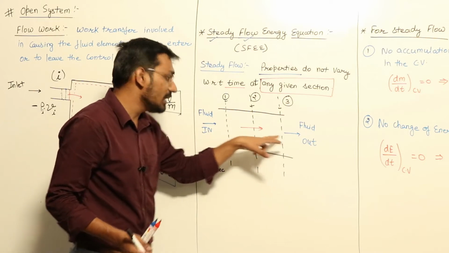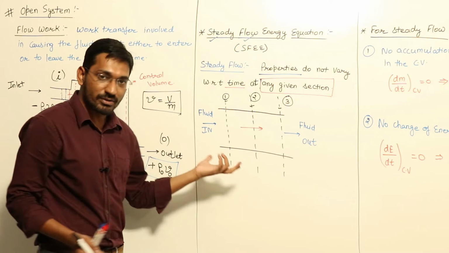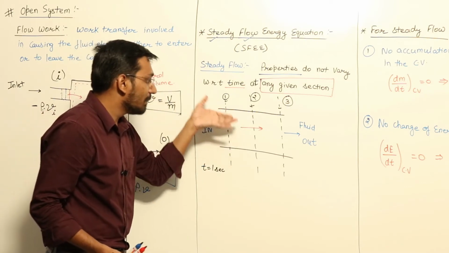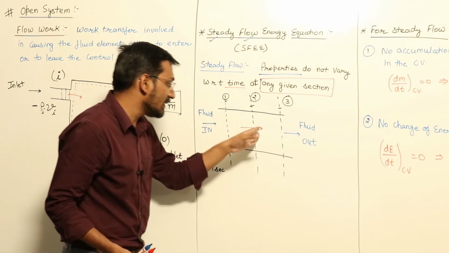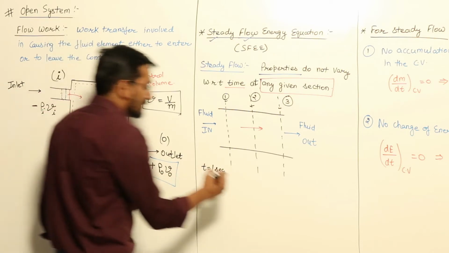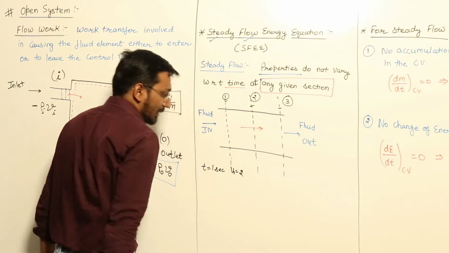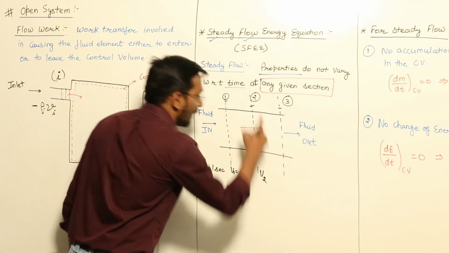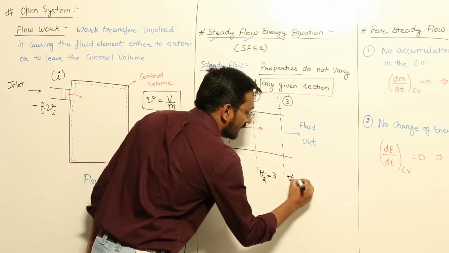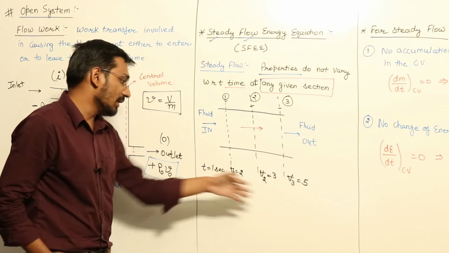In all these 3 points, what will be the velocity of water? Suppose velocity is also a property. What will be the velocity of water, or what will be the pressure of water at these 3 points when time is equal to 1 second? So let us say that velocity at point 1 is 2 meter per second, velocity at point 2 is 3 meter per second, and velocity at point 3 is 5 meter per second, right? I am just taking random values.